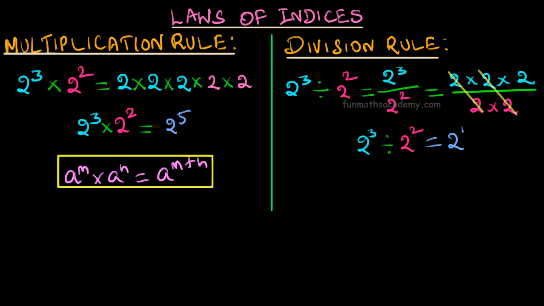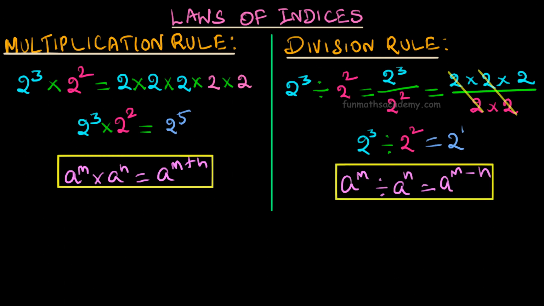Now, do you notice any relation here? Yes. When indices on the left hand side are subtracted, we get the index on the right hand side. So you would now understand that when two numbers of the same base are divided, it is enough to just subtract the indices to get the answer. This is the division law in the laws of indices. In general, we write it as a to the power m divided by a to the power n is equal to a to the power m minus n.